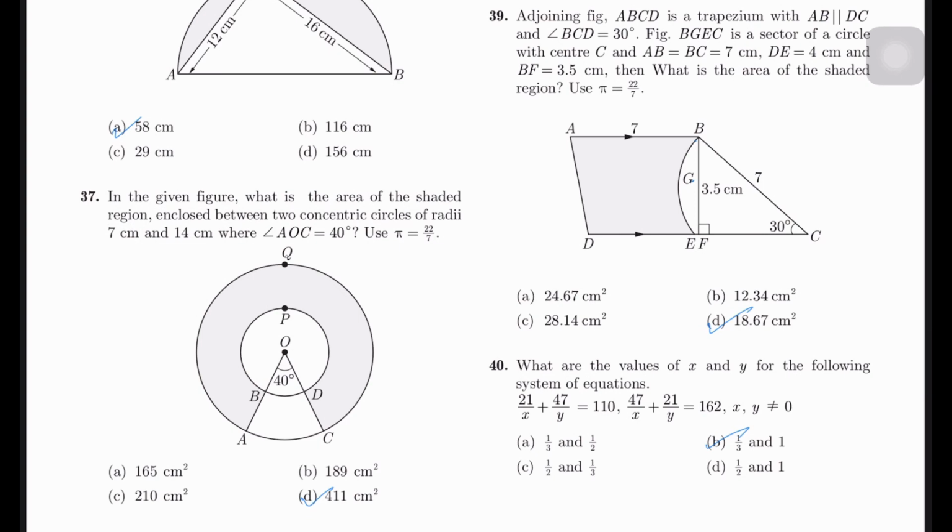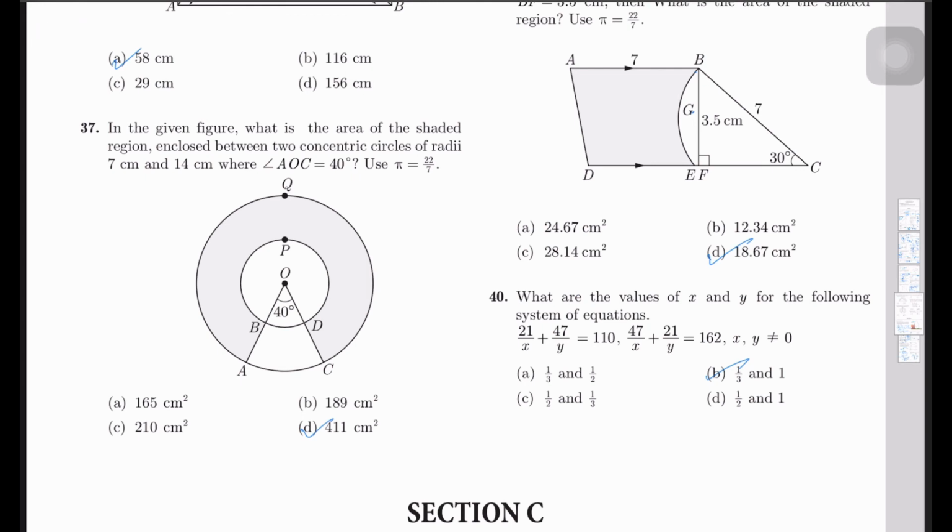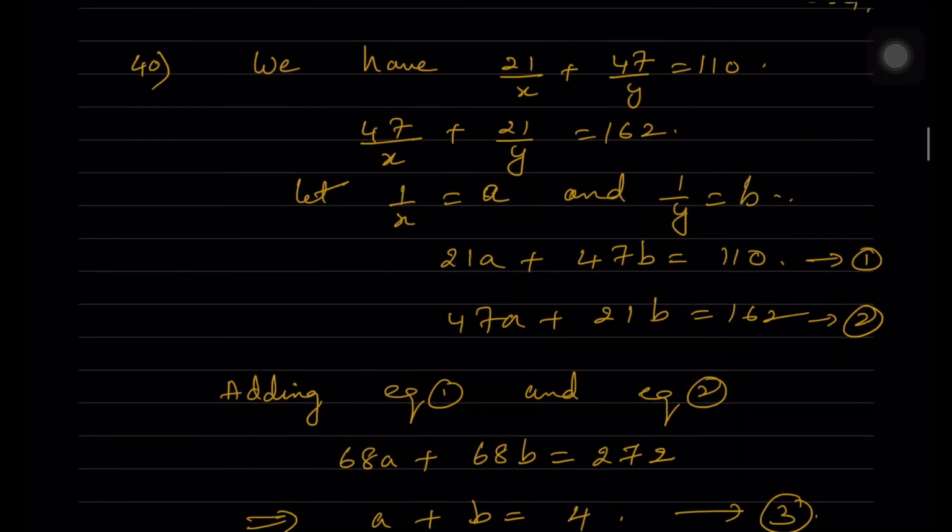Now what are the values of x and y for which system of equations 21 by x plus 47 by y is equal to 110, 47 by x plus 21 by y is equal to 162, xy not equal to 0. So what are the options we are going to get? We'll just check out for this. So again, here we have the 40th problem.